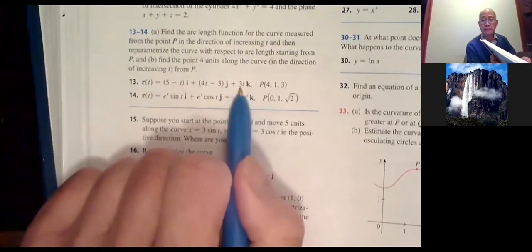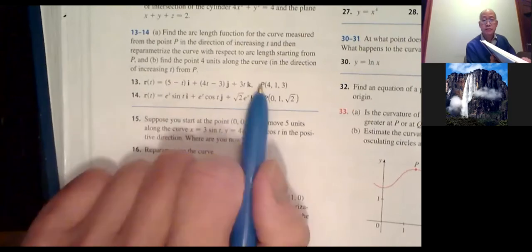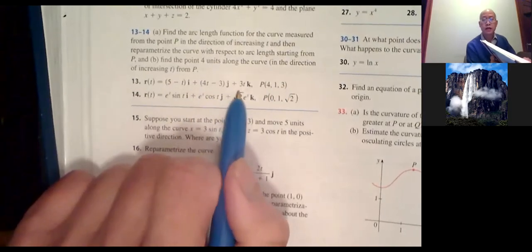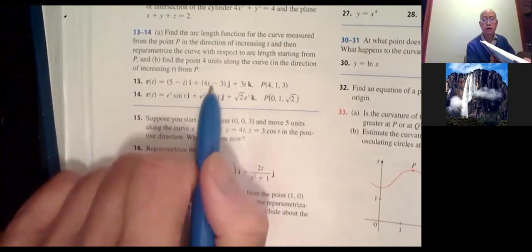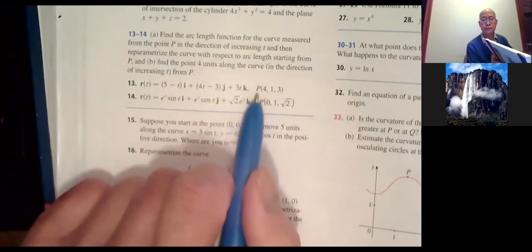Easiest one is look at this. That's x, has to be 4. That's y, has to be 1. That's z, has to be 3. Well, t is 1. Put a 1 there, that gives you 4. Put a 1 there, that gives you 1. Put a 1 there, that gives you 3. So t is equal to 1. Okay, now what's all this stuff?